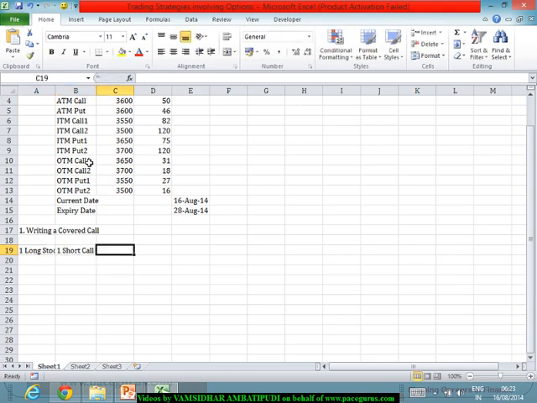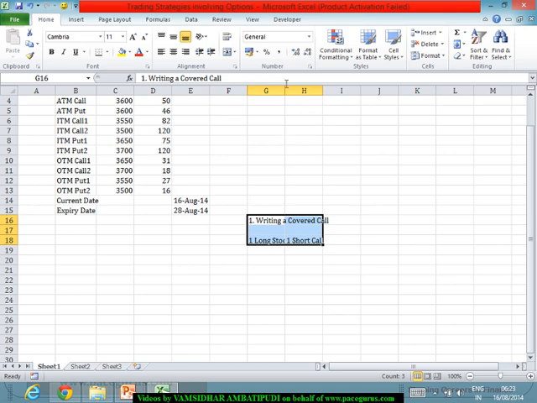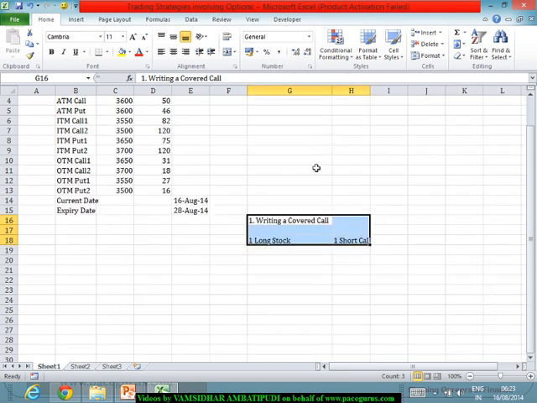The way I would like to work out all these things is straightforward. Let me take these strategies somewhere towards this side. One long stock plus one short call. That is what we are calling a covered call strategy.